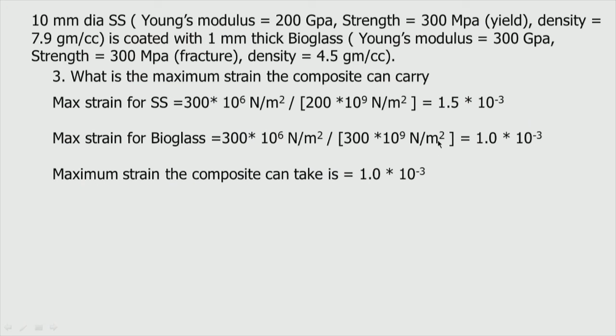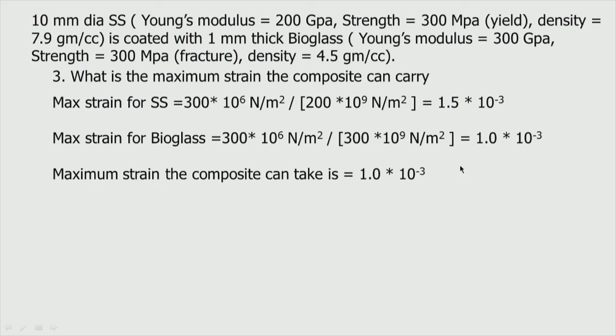And imagine we are putting in a stress of 300. Because stress by strain is equal to Young's modulus, we divide this stress by the Young's modulus to get the strain, and the same stress is divided by the other Young's modulus to get this strain. We end up with the maximum strain for stainless steel being 1.5 into 10 power minus 3, and the maximum strain for bioglass being 1 into 10 power minus 3.